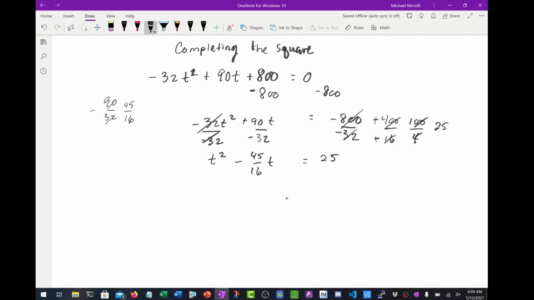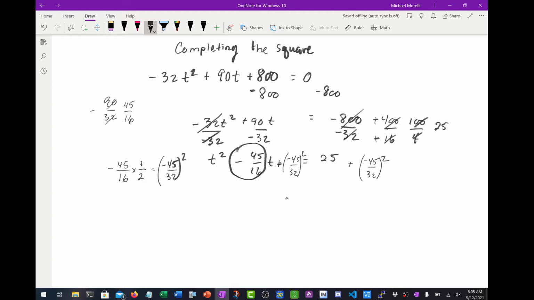Okay, so the way you complete the square is you take the middle coefficient here and you multiply it by 1/2. So you take half the middle coefficient, negative 45 over 16 times 2 times 1 over 2 gives me negative 45 over 32. What we do is we take half the middle coefficient, we square it, and then we add that to both sides of our equation. So I'll add it here, plus open parentheses, negative 45 over 32 squared, plus negative 45 over 32 squared. And we'll figure out what that is later.